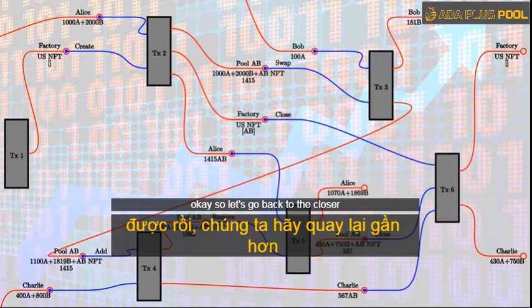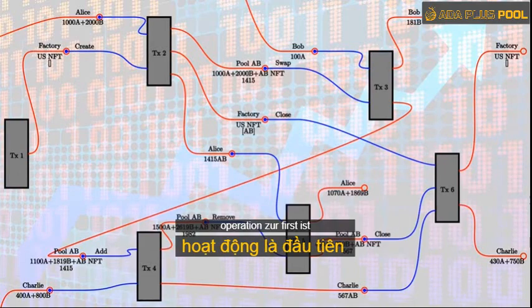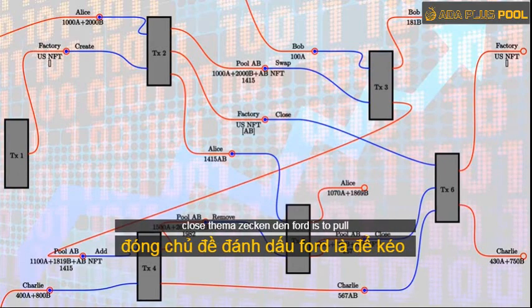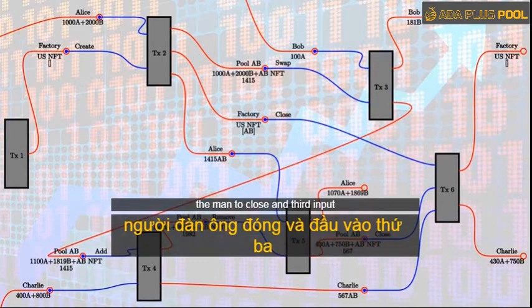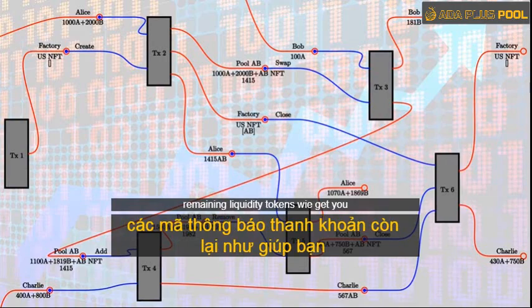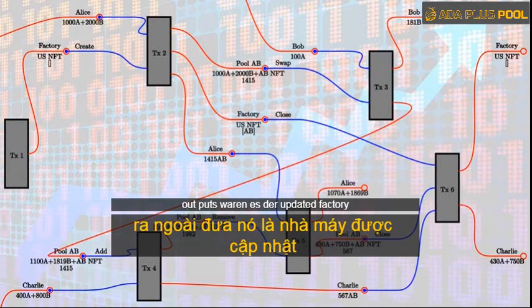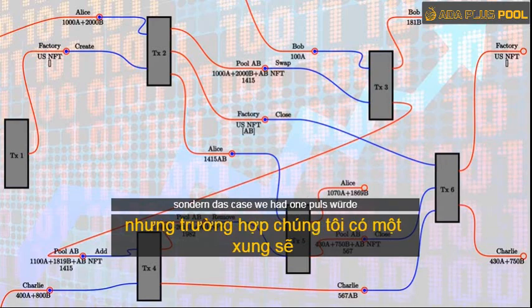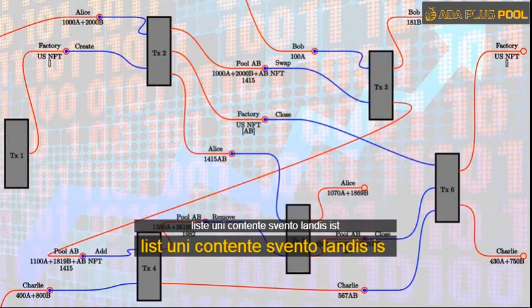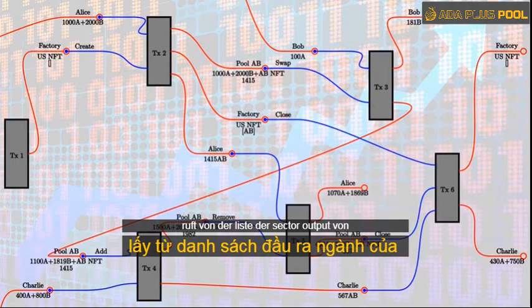Okay, so let's go back to the close operation. So the first input is the factory with the close redeemer. Second input is the pool that we want to close. And third input are all the remaining liquidity tokens. And we get two outputs. One is the updated factory. So in this case, we only had one pool, so the list only contained this one pool, and this is now removed from the list.